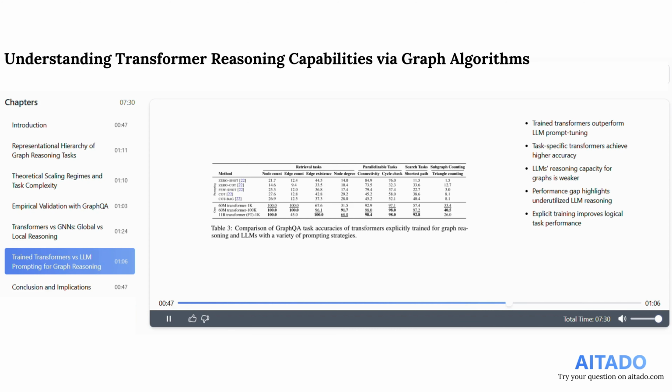The trained transformers' edge in tasks like connectivity and cycle check underscores the benefit of direct training on graph core tasks, thus enhancing logical reasoning performance. More explicit training can bridge these gaps, unlocking the true potential of large models for specialized challenges.